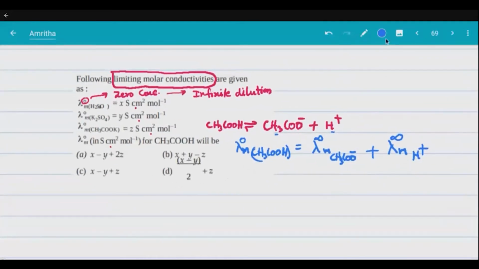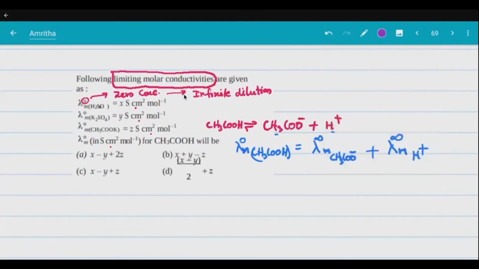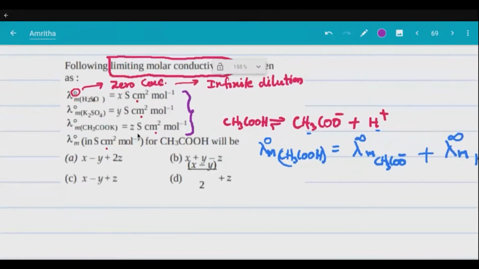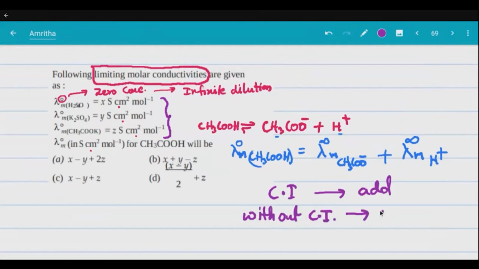So there is a simple trick. Wherever common ions are there, you add that particular electrolyte. You have these 3 electrolytes to calculate the molar conductance of acetic acid. So what you have to do? Common ions, add. Without a common ion, you subtract. Very simple way, you can use this trick. Common ions are there, you add. Without a common ion, you subtract.